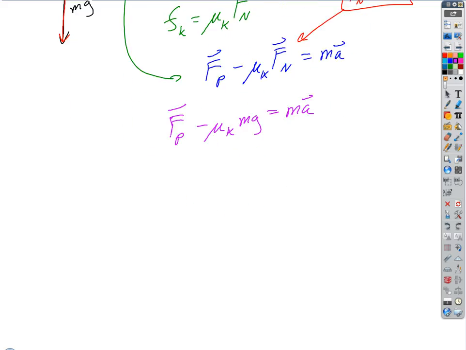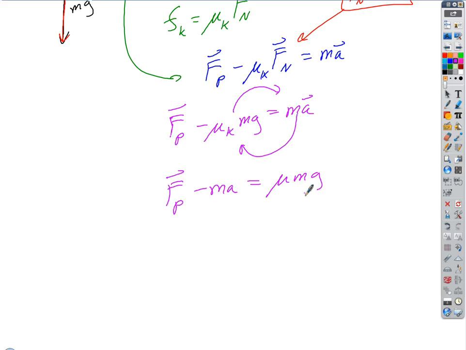Everybody agree? So I'm trying to solve for mu, so what would I do to get the mu by itself? I'll tell you what I would do. I would exchange those two, right? So let's take this thing and add it to this side to make it positive and run that over there. Does that make sense? So we get F sub P minus MA equals mu mg, right? If I add mu mg to both sides to cancel that, and I subtract MA to cancel that.